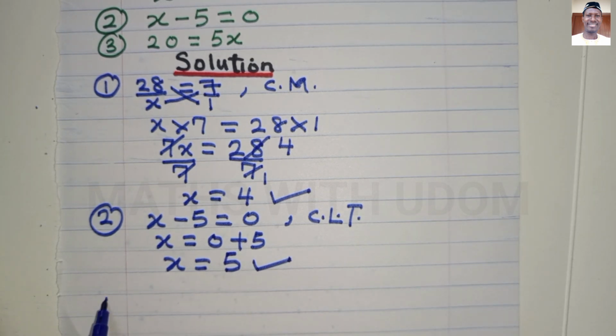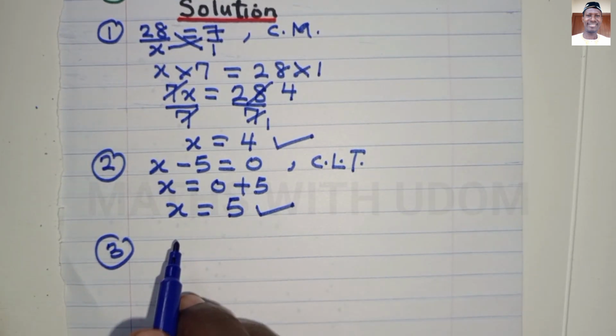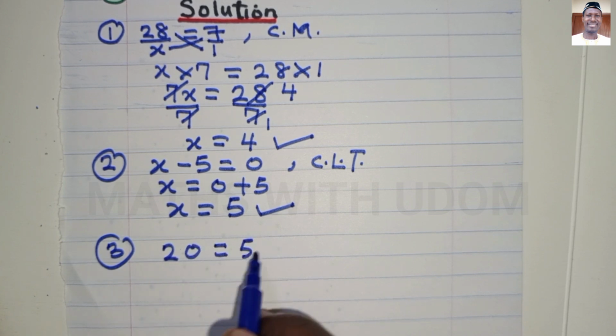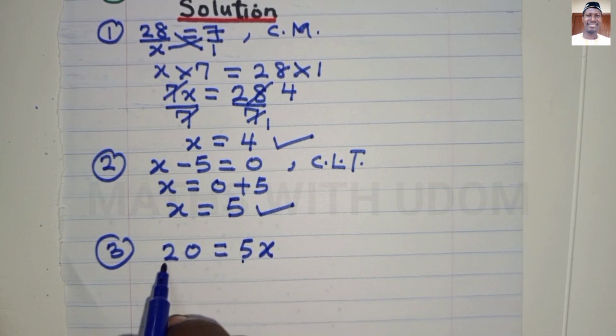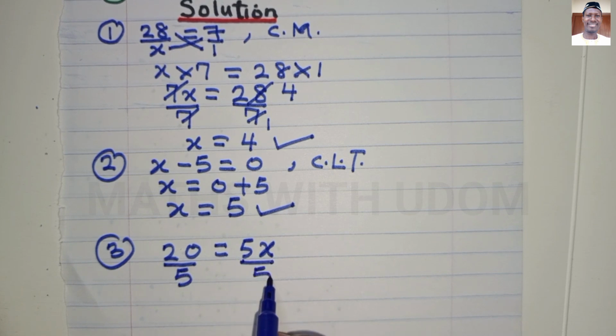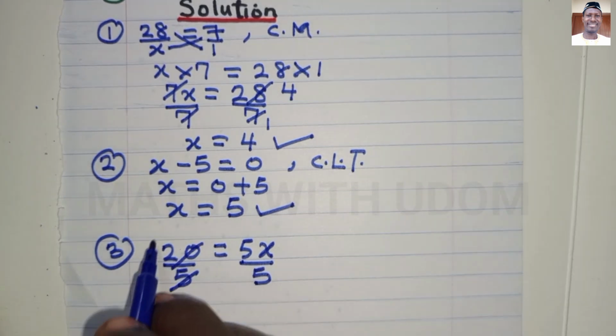Let's move to question 3. What do we have in question 3? We have 20 is equal to 5x. We are looking for the value of x. So we divide both sides of the equation by the coefficient of x, which is 5. So left-hand side divided by 5, right-hand side divided by 5. So 20 divided by 5 is equal to 4.